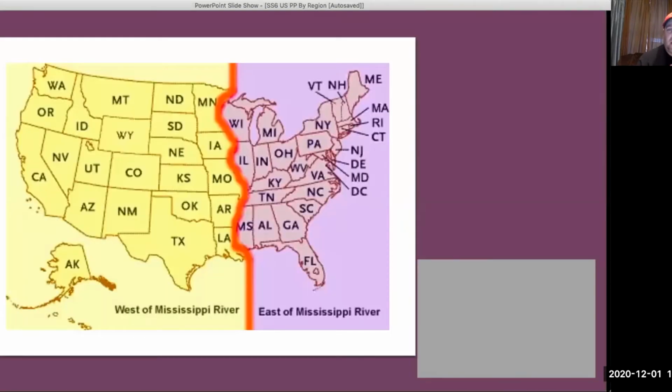So you can see a map here. We've got the eastern United States and the western United States. Thus far we've talked about the northern states, the northeast region, and the southeast region. And we're going to start looking at how people move across the Mississippi River into the western region. So all this happens, it's not necessarily presented to you in chronological order, okay?